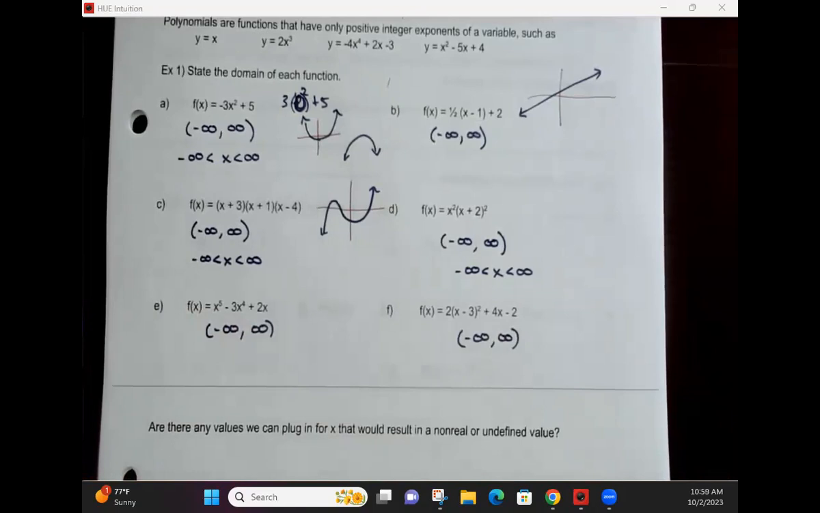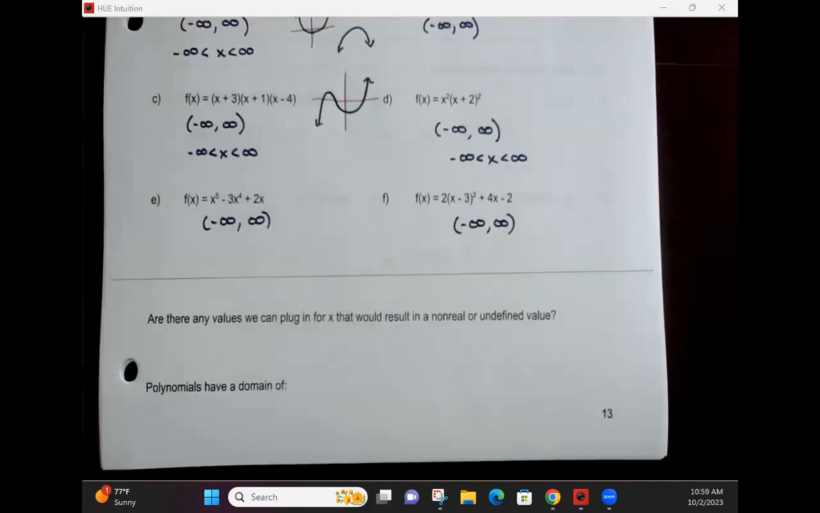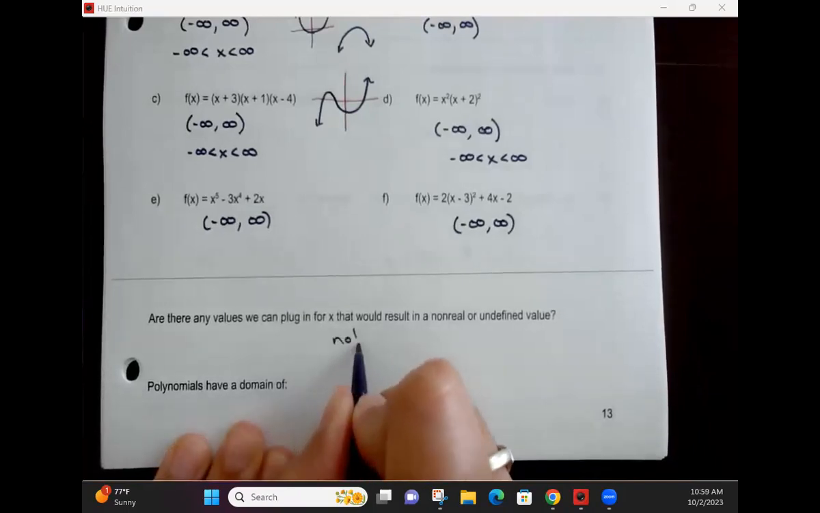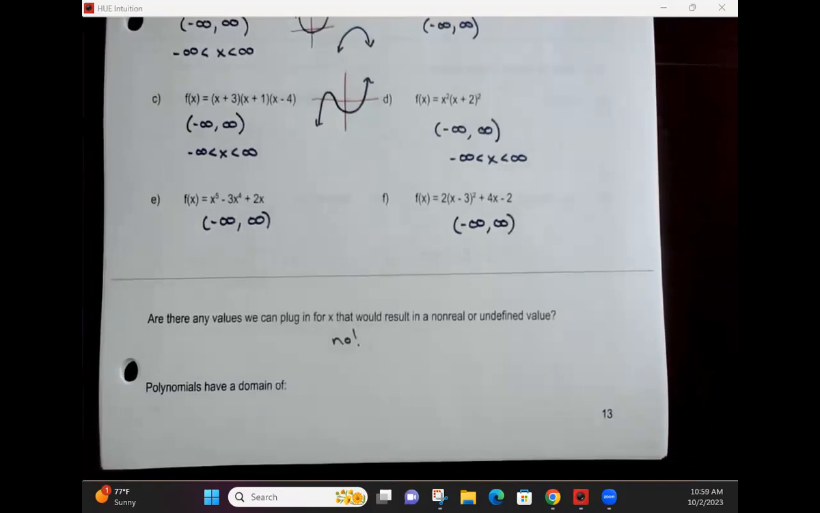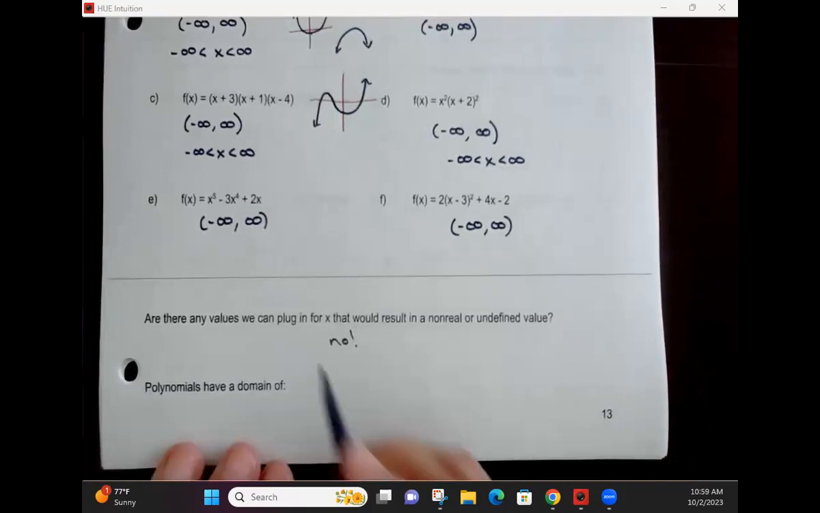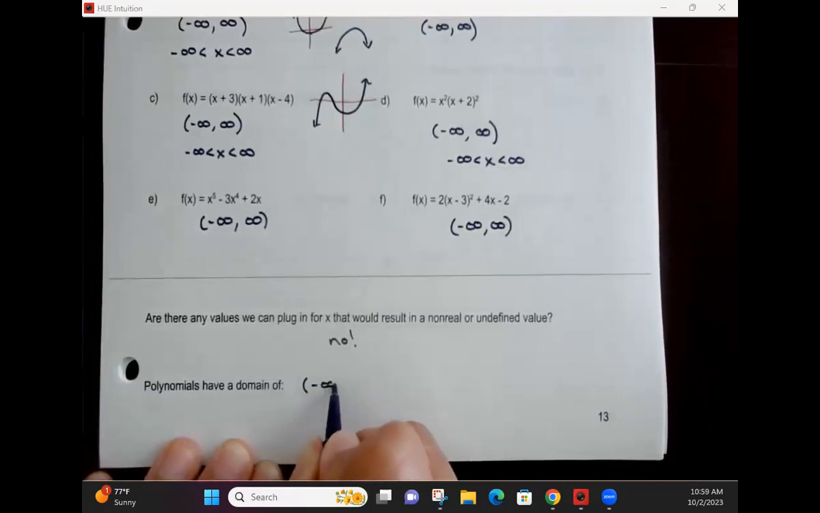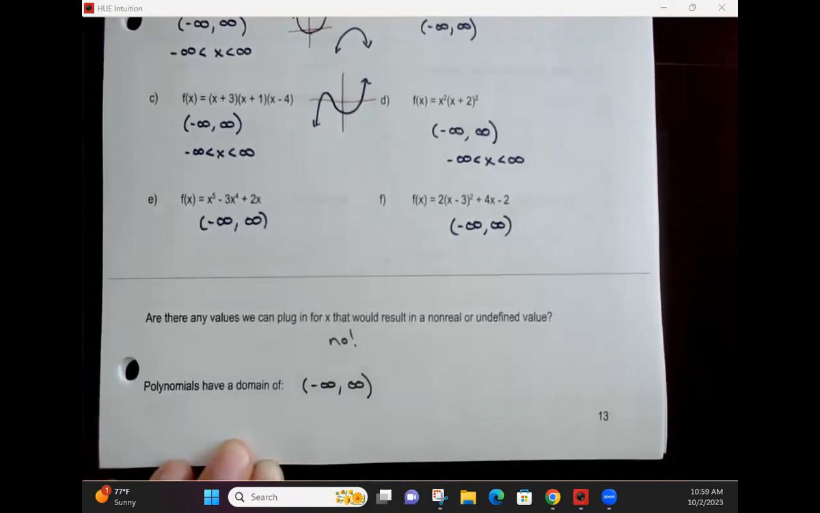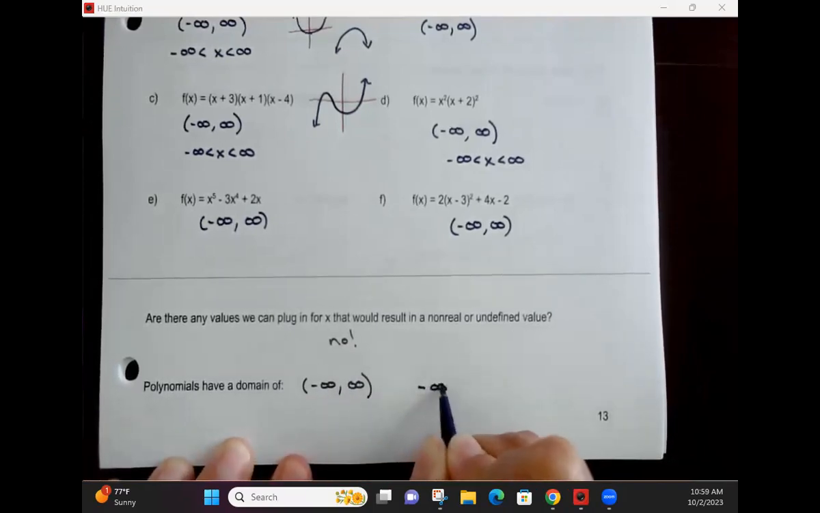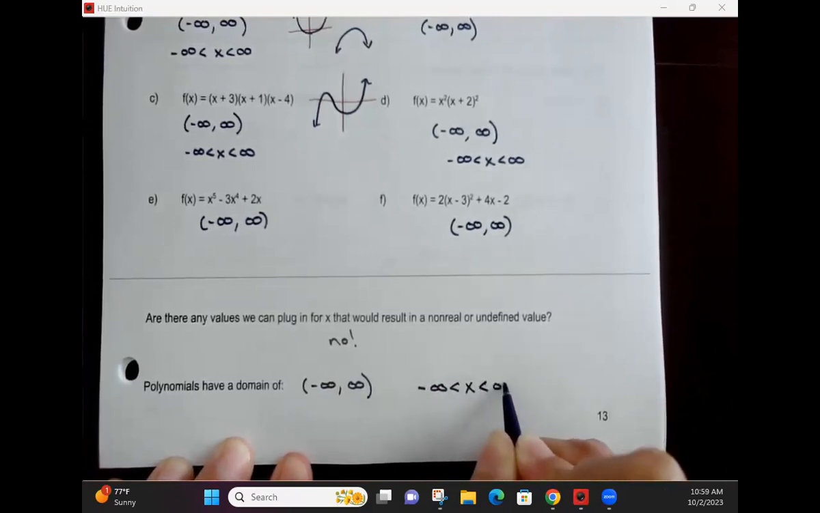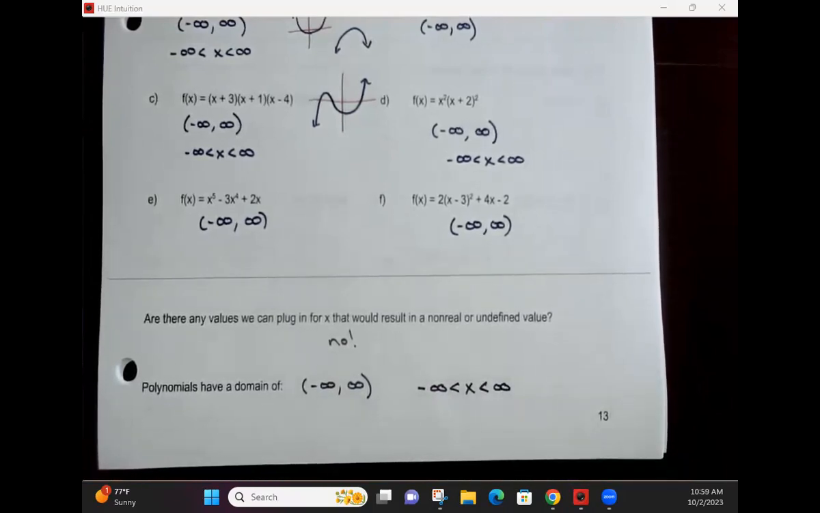So that question at the bottom asks us, are there any values that we can plug in for x that would give us something that's not real or something undefined? No, there's nothing that we could plug in for x that would make this function not real or undefined for any polynomial. No, there are no values. So all polynomials have a domain of negative infinity to positive infinity, all real numbers. Why we can talk about them together as a big group.